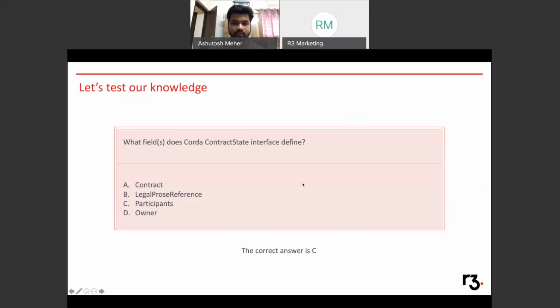It is C, participants. So you don't need a contract field in your state. You just have to use a particular annotation, BelongsToContract, and that will define which contract your state belongs to. Legal prose is something which is not mandatory, and participants is something which is mandatory. That's how the state will know whom it should be shared with, right? Then owner is again not mandatory. You may have it depending on your requirement, but participants is something which is really required for your state.